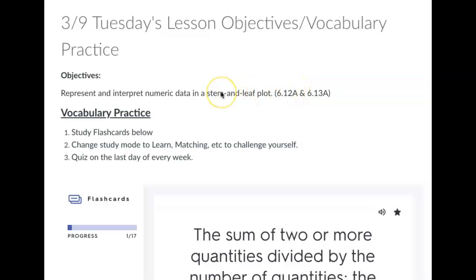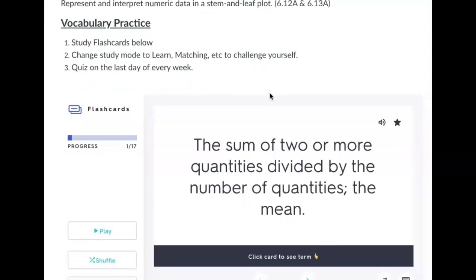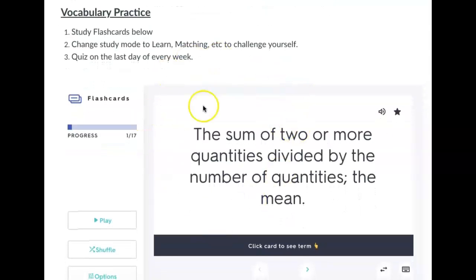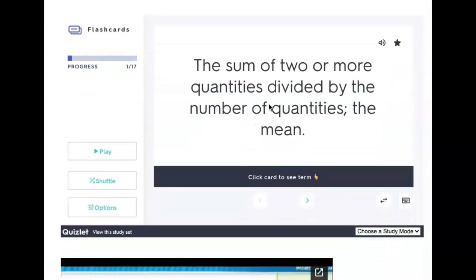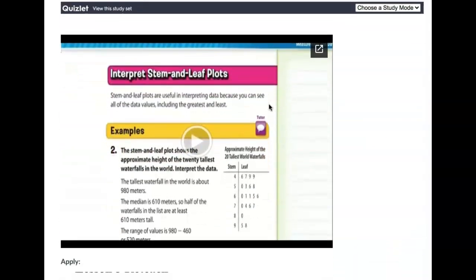Okay, so tomorrow for independent practice, we're going to be focusing on stem and leaf plots. So that's what tomorrow's lesson objective page is focusing on. Do not forget to practice and look through these flashcards every single day to get ready for the vocabulary quiz, but also because you need to know these words to really understand the math that we're doing. So please make sure you take time each day to do that.